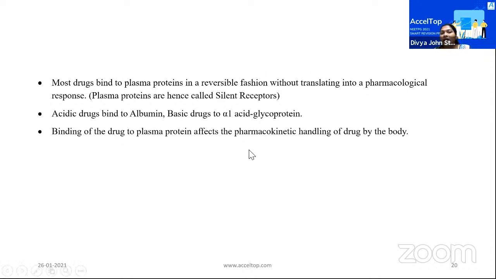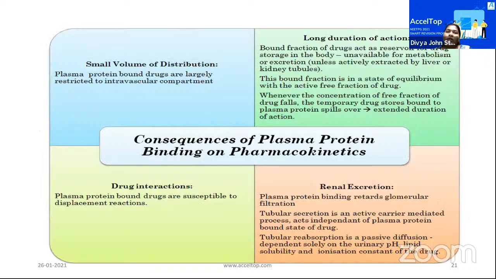Okay, so acidic drugs bind to albumin. Basic drugs will bind to alpha-1 acid glycoprotein. Binding of the drug to the plasma protein affects the pharmacokinetic handling of the drug by the body. So we look into what are all the effects of plasma protein binding on the pharmacokinetics. Small volume of distribution: we've already seen this concept. Plasma protein bound drugs are largely restricted to the intravascular compartment. They cannot spread further, so they have a small volume of distribution.